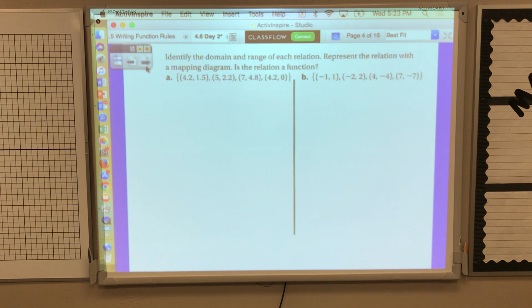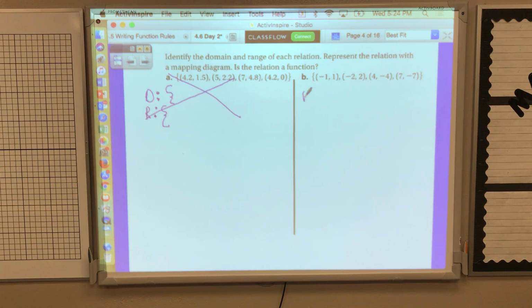So let's try a couple more of those. Okay, identify the domain and the range for each relation. Represent the relation with a mapping diagram. Okay, so letter A, and I'm going to abbreviate domain with a D and range with an R, and I'm okay if you do that. Okay, domain and range. Again, these are sets, so they need to be listed in those braces. Domain is my x's. Oopsies, that's the same one I just did. So we don't need to do letter A. Already did it. Okay, so letter B.